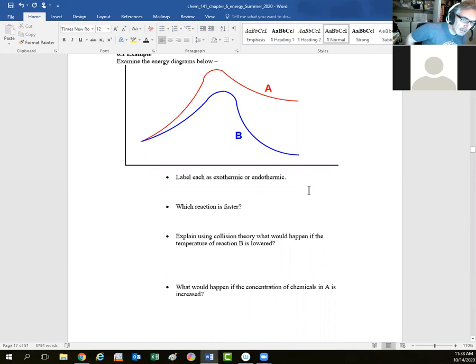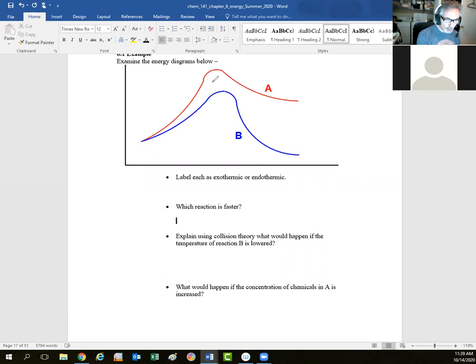So the first one, labeling the reactions as exothermic or endothermic, looking at the energy diagrams. Remember, the exothermic reactions are the ones which give out more energy than they put in. The endothermic ones are the ones which consume more energy than they put out, I beg your pardon.